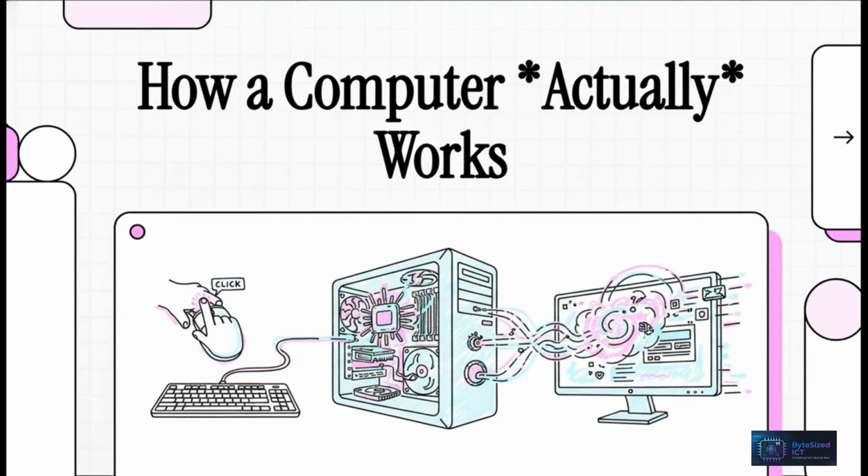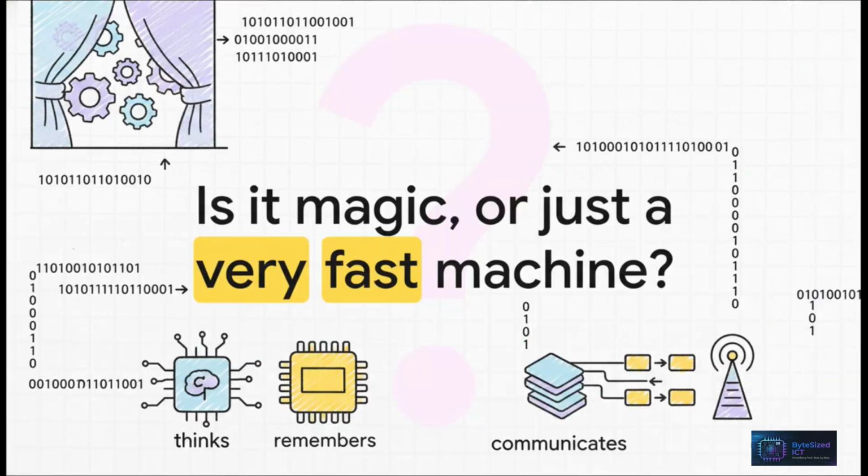Have you ever clicked on something and just stopped for a second to wonder, what is actually happening inside that metal box? I mean, how does it go from a simple click to a whole world of information in literally the blink of an eye? Well, it definitely feels like magic, right? But today, we're going to pull back the curtain. We're going to break down exactly how your computer thinks, how it remembers, and how it communicates, and turn all that complexity into something that actually makes sense.